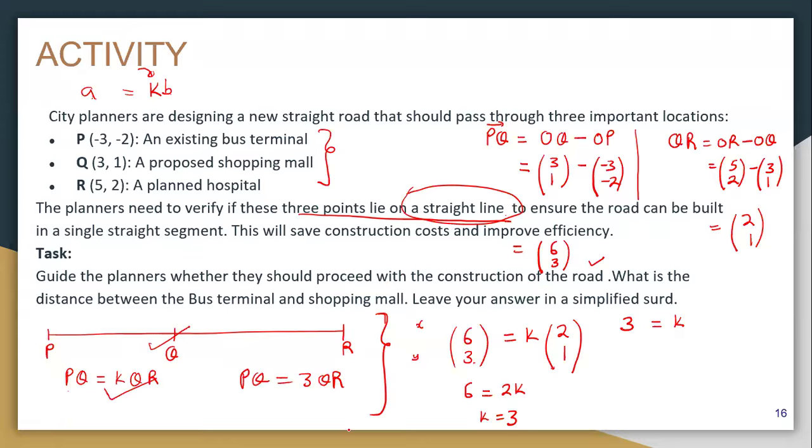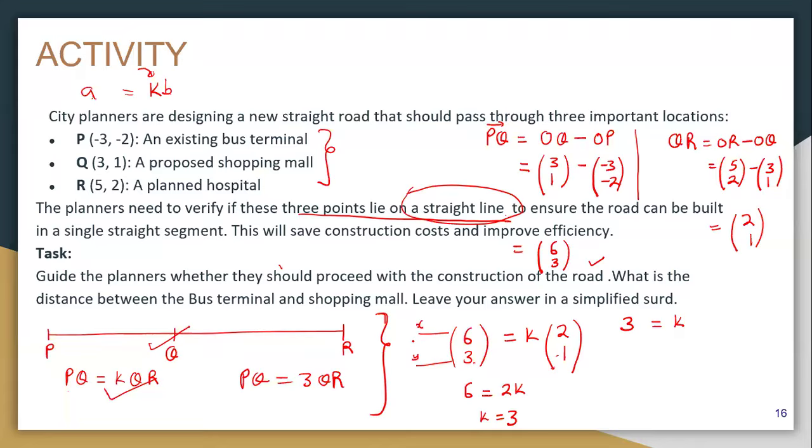So you see how you can, but do not forget that they have told you to guide them. So I expect you to say they should proceed because this and that. But if, let me say, if we had subtracted here and maybe take an example here, the values of k for x and y were different, then that means that those loads don't lie along the same straight line. Therefore, they should not proceed.